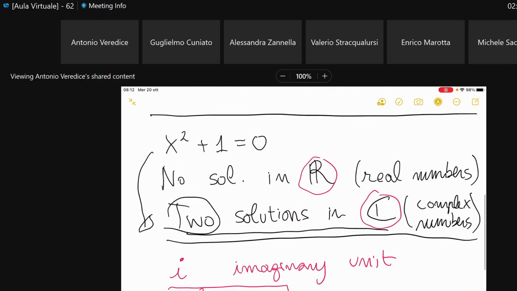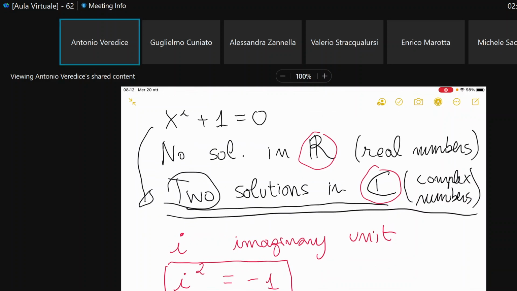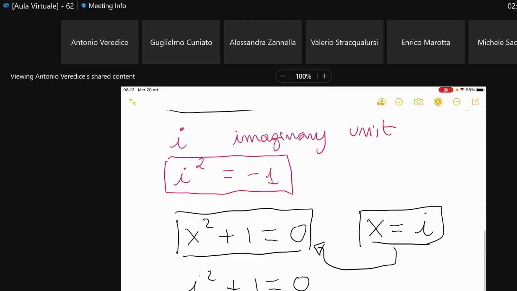The basic point is, this equation has no solution in R, so I'm extending the set of real numbers and introducing the set of complex numbers. This is a superset with respect to the set of real numbers. How to do it? By introducing an imaginary unit. And this imaginary unit is another number with the property that i squared is -1.